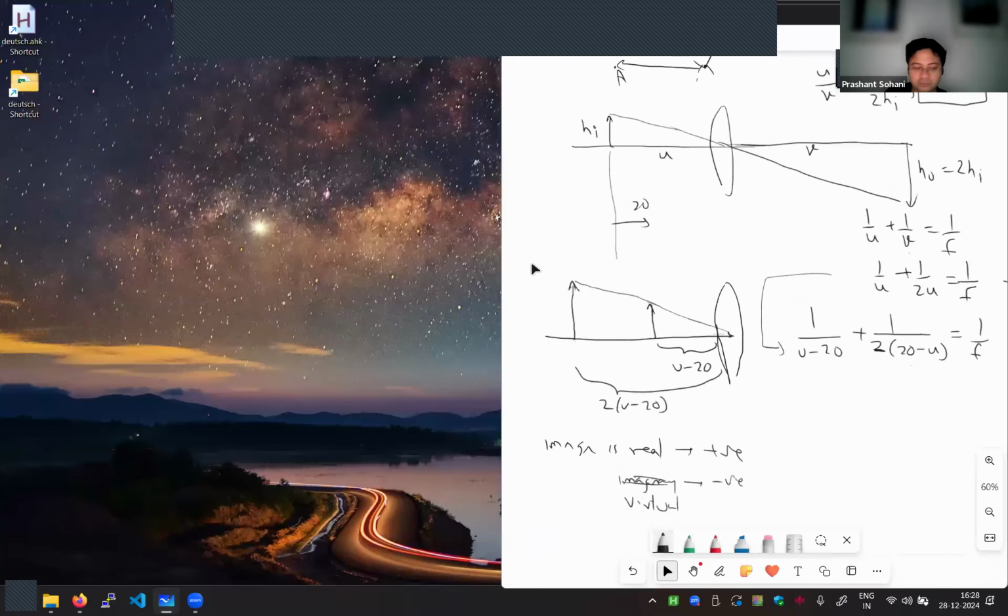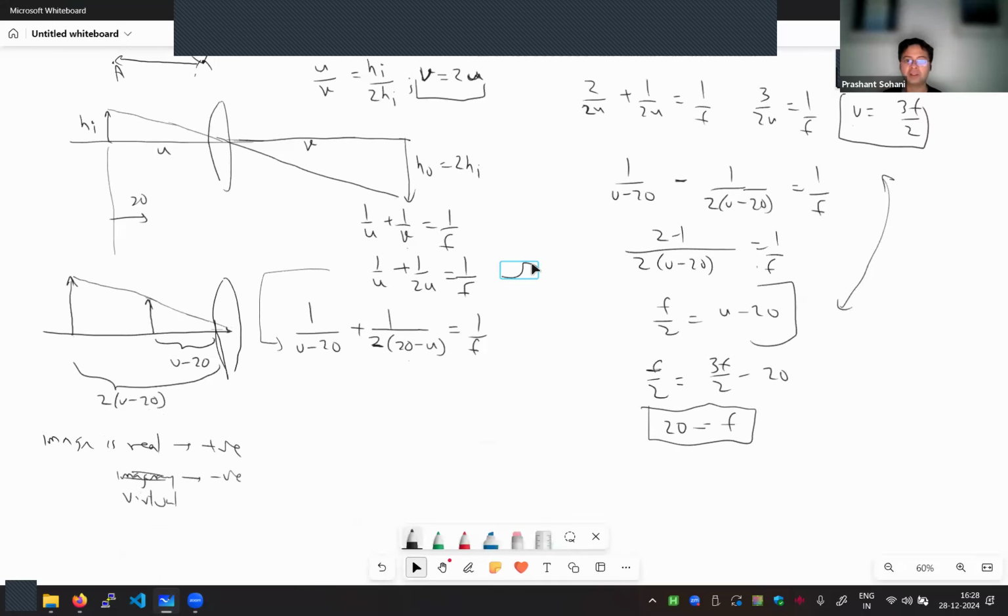Okay, so let me again focus on the sign convention part, because I can understand maybe it is confusing. So again, first situation when the object was real. So object was real. So therefore, this distance is whatever u was, taken as it is here. And the image was also real. So therefore v was taken as it is. So there was no sign change in this part. But in the second part, the object is still real. So this is u minus 20, but the image is now imaginary. So I have to flip the sign.